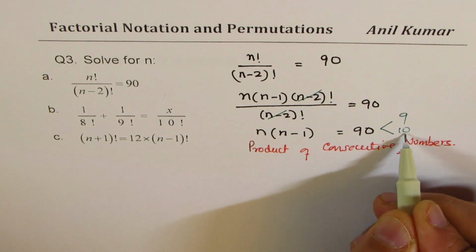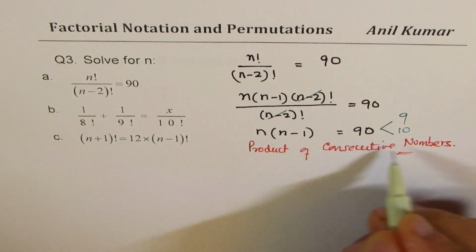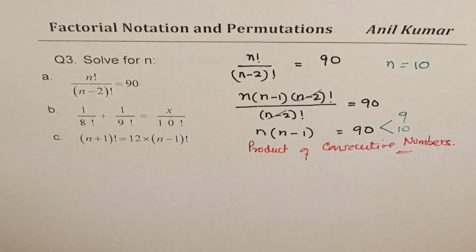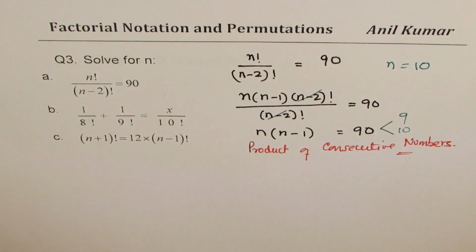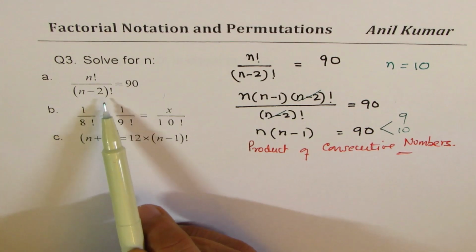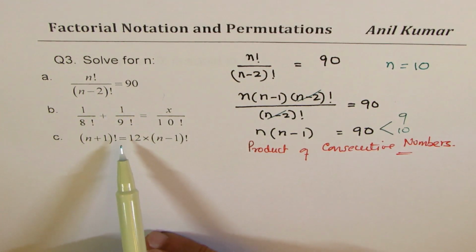The bigger number is 10, right? So n is equal to 10. You get an idea? So it is 10 times 9. So n is equal to 10. So that is your answer. I hope the concept is clear. It is very important since that could be a question in multiple choice. In fact, all of them will be questions in multiple choice.